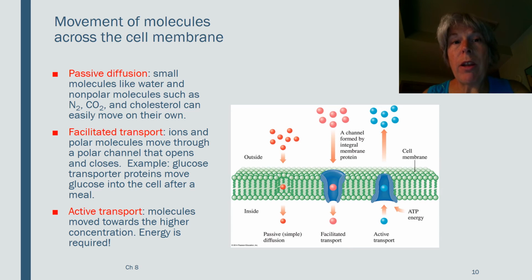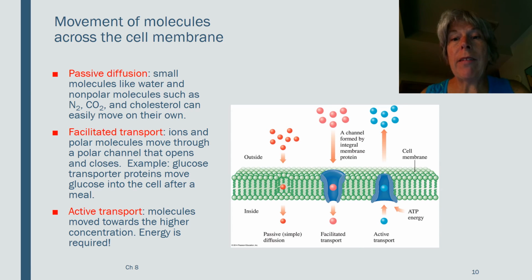The first one is passive diffusion. In passive diffusion, the small particles can simply pass through or diffuse through the cell membrane. The second is facilitated transport. In facilitated transport, the particle needs a channel to pass through. Oftentimes, we're looking at polar molecules moving through a channel that opens and closes.